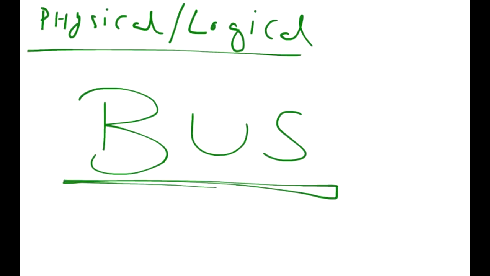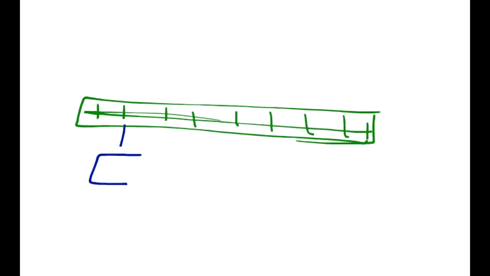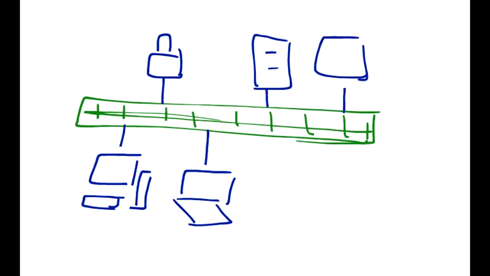The word bus depicts that it should be a straight line. Therefore, in the bus topology, we have a straight backbone, and our terminals or our nodes, that is our PC, our laptop, our printer, our server in the network, and our workstation, are all connected to that main backbone. And in the bus topology, we have terminators at both ends.